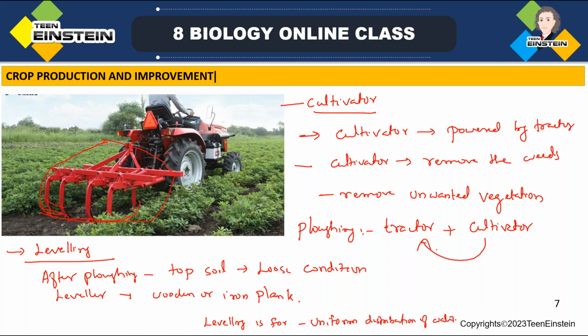Otherwise the water will go to the area where the land is at a low level, right? If it is leveled in a uniform way, everywhere in the whole field the water will get distributed in a uniform way, right?